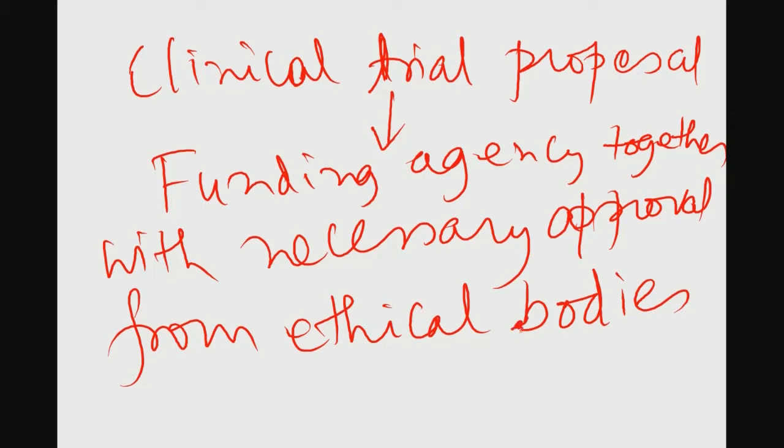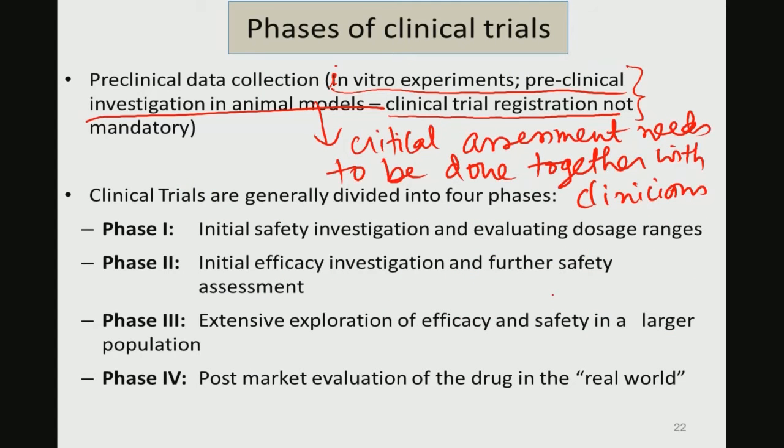If it is a single centre clinical trial, then it is to be done in only one hospital. If it is multicentric, with multiple hospitals, then the ethical committees of the individual institutions need to be approached and their approvals compiled together, and then submitted to the national level ethical committee. All the approvals together with this proposal are then submitted to the funding agency for financial support. Now, clinical trials can theoretically be divided into 4 phases: phase 1, phase 2, phase 3 and phase 4.